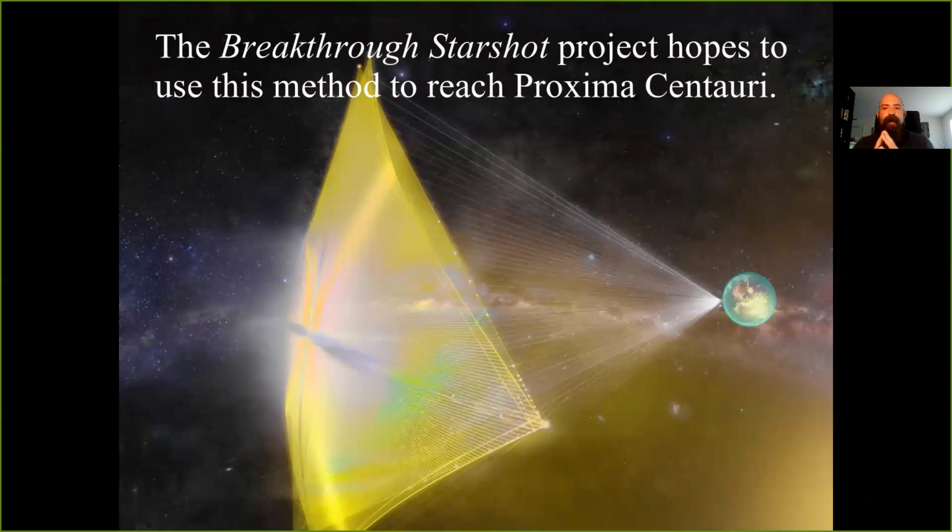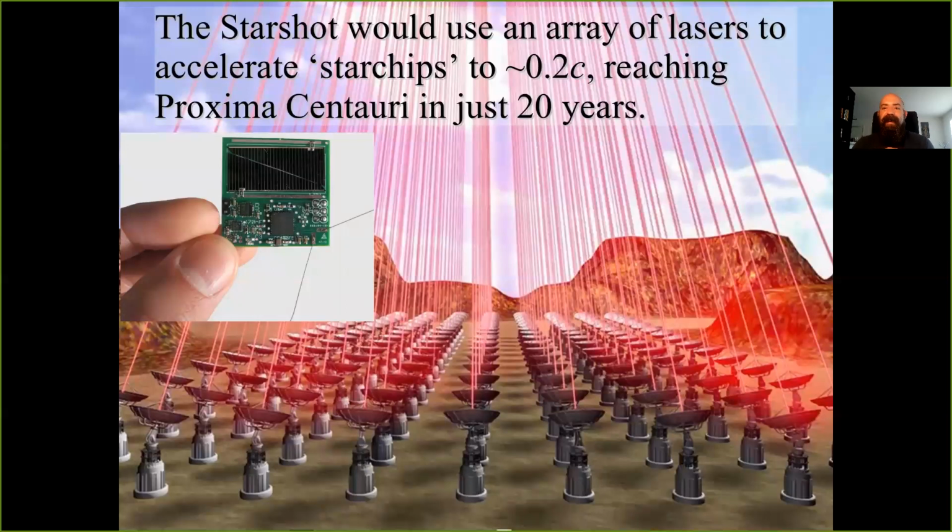The Breakthrough Starshot project is hoping to send a whole fleet of light sail spacecraft to Proxima Centauri. So the idea is that you would attach to each light sail something called a star chip, which is an entire space probe shrunk down to the size of a single integrated circuit, which contains the antenna, the flight electronics, the sensors, everything necessary to gather information at the destination and return that information to mission control here on Earth.